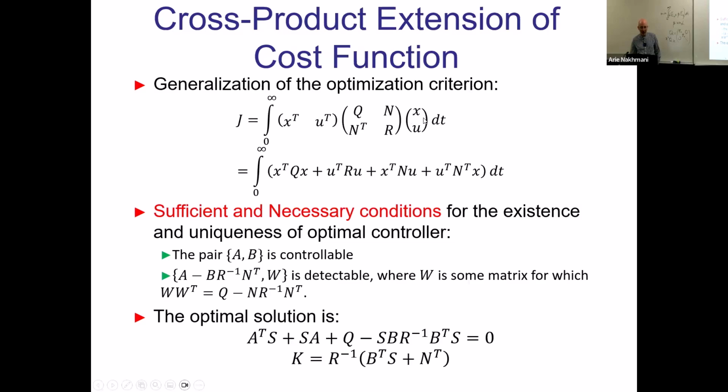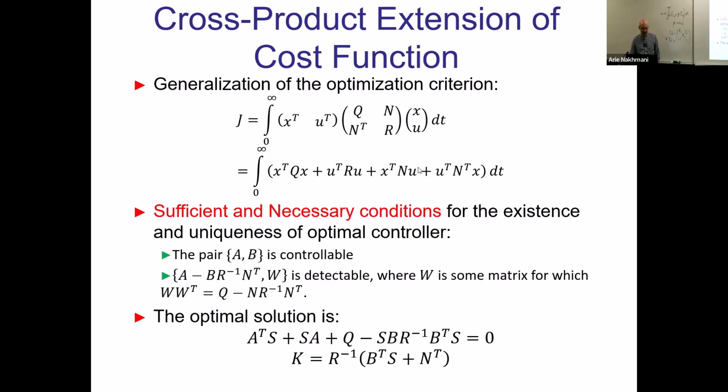So here's another criterion. This is a generalization of the optimization criteria, and it looks like this. J will be X transpose, U transpose times some block matrix with additional blocks of N and N transpose, Q and R, times X and U. Or more explicitly, it will look like this. Before, we had that part and that part. Now I'm adding cross-linking between X and U as well, okay?